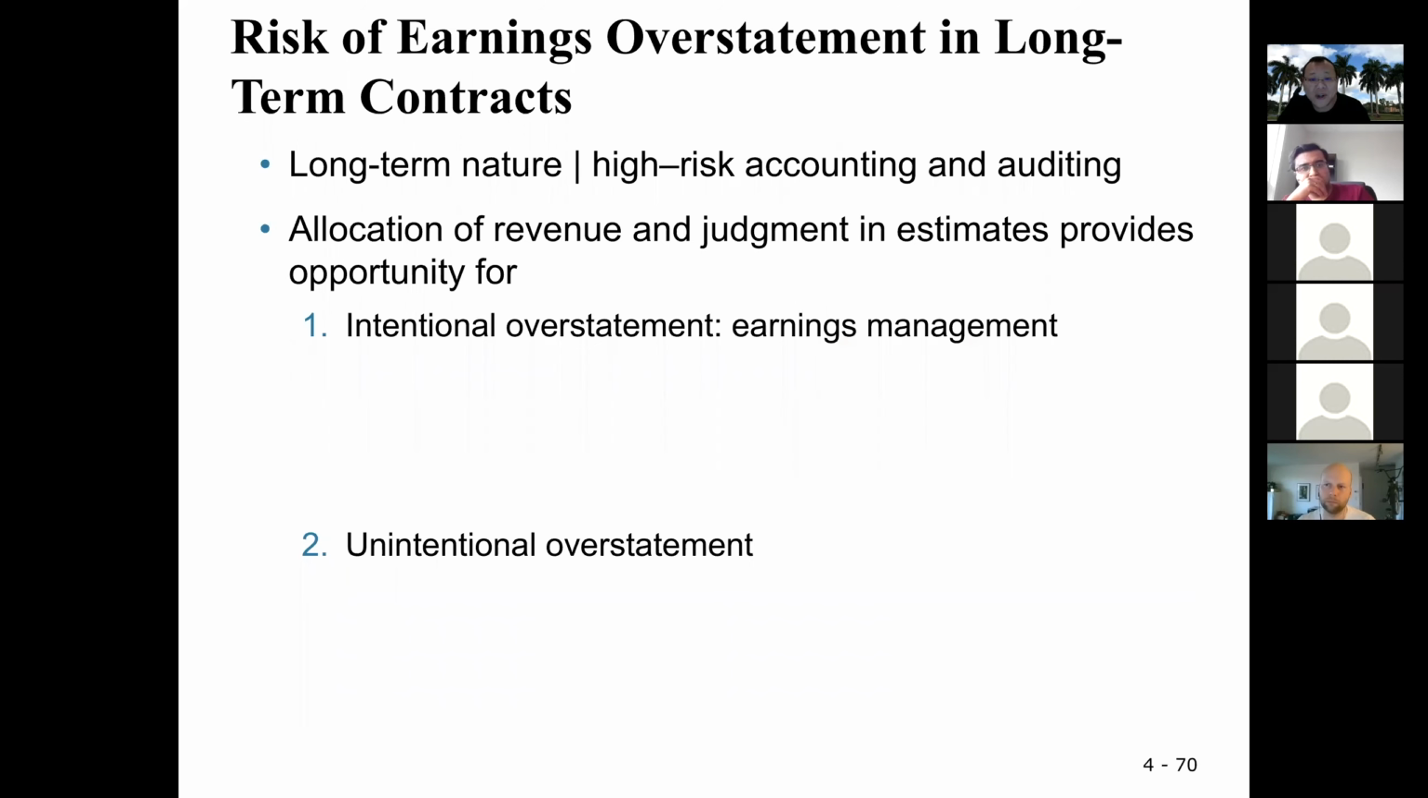Risk of earnings overstatement in long-term contracts. One of the things users are concerned about is that managers are going to inflate their earnings. They want to make their company's performance look good so they can attract investors' investment. They want to really show nice earnings, so they could use different things to inflate these earnings. So there's a lot of risk about earnings overstatement in long-term contracts.